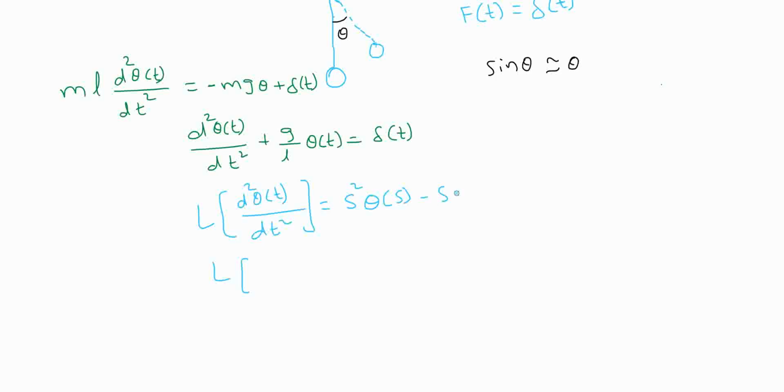minus s theta of 0, theta dash of 0. These both are time domain basically. And L of theta of t will be theta of s, and Laplace transform of del function, because it is del function, dealing in Laplace is easier.